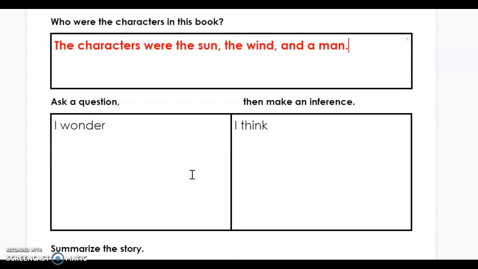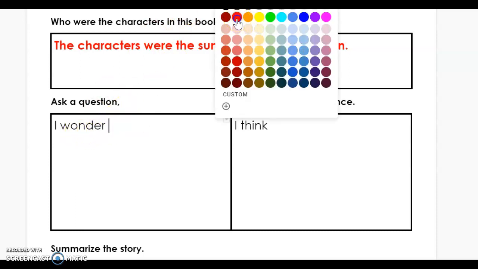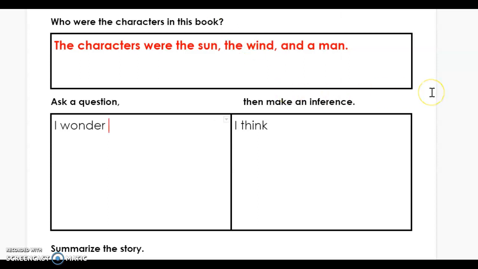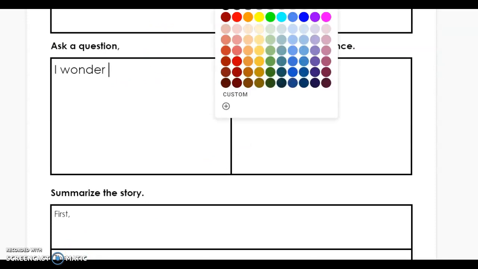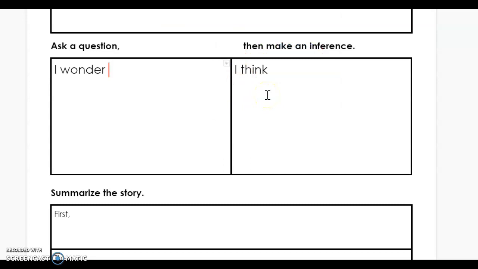Our next job on our reading response is to ask a question and then make an inference. So this can't just be any question, it needs to be a question that can be answered with an inference, which is why I started our answers with I wonder. Usually if we're starting a question with I wonder, then we're thinking more of a question that can be inferred to answer. So we could have a few different questions that we ask throughout the story, or when we're finished, we could have our question be, I wonder why the wind thought he was stronger than the sun.